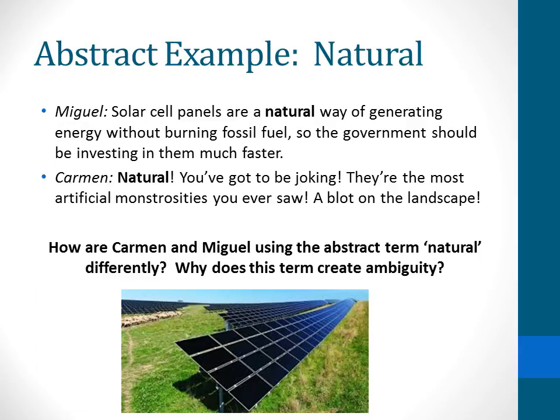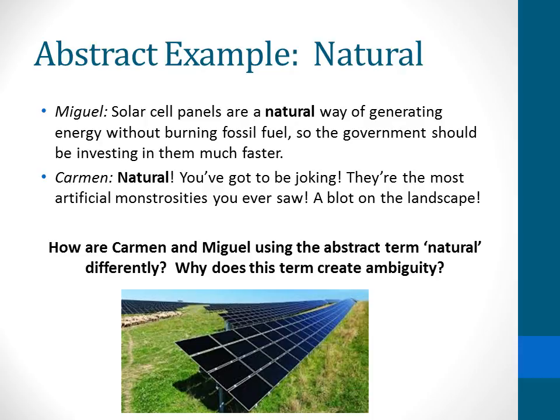Another example of an abstract term and how it can be ambiguous is the word natural. So we have a conversation between Miguel and Carmen. Miguel says, solar cell panels are a natural way of generating energy without burning fossil fuel. So the government should be investing in them much faster. Carmen, on the other hand, says, natural, you've got to be joking. They're the most artificial monstrosities you ever saw, a blot on the landscape.